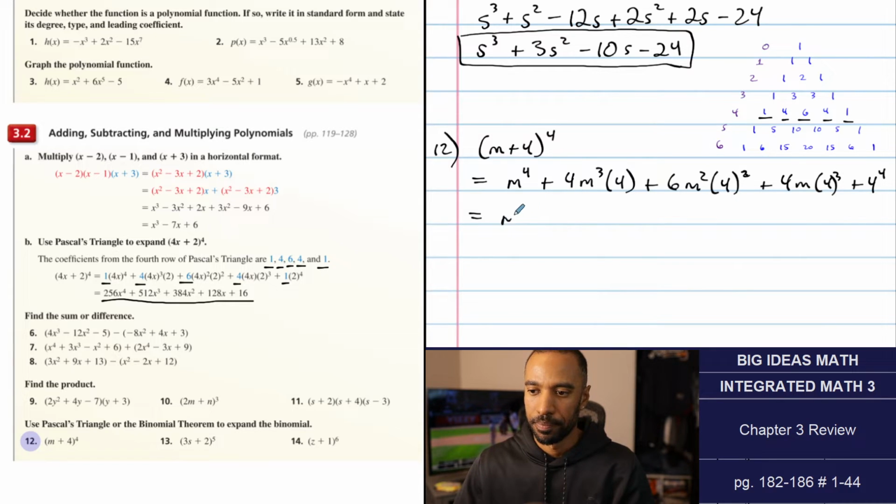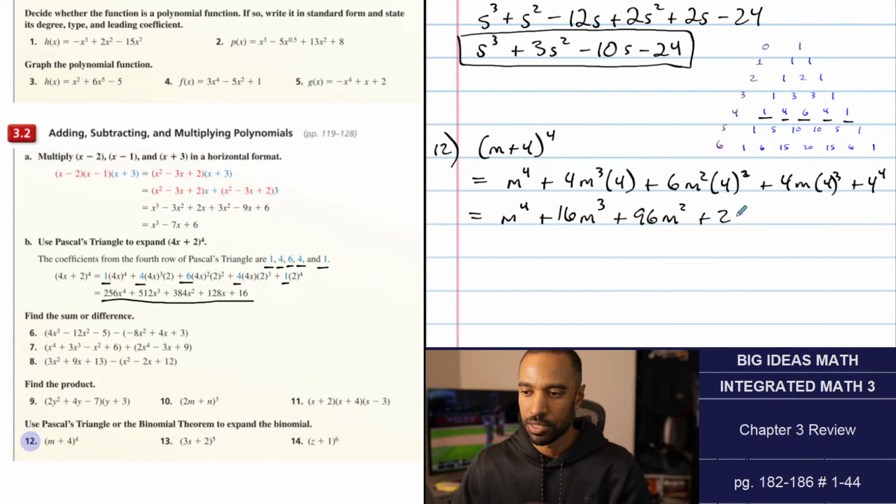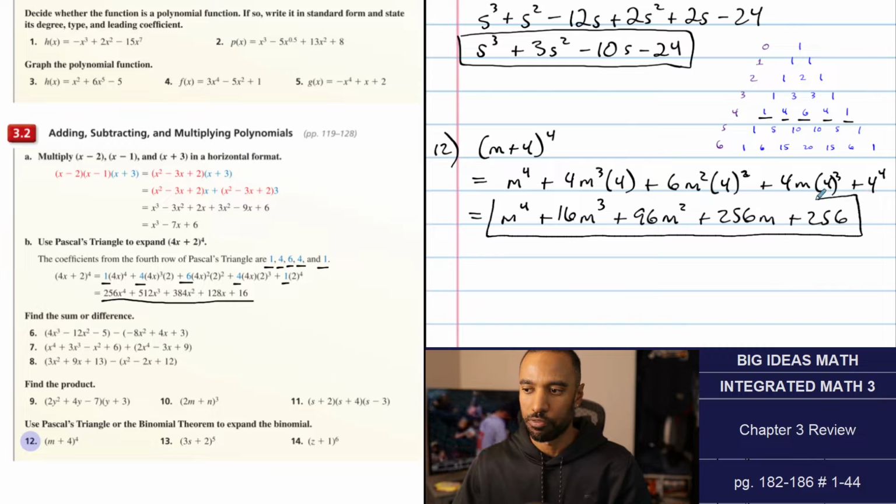Now we clean it up. 4 times 4 is 16, so we get 16m cubed. 4 squared is 16 times 6 is 96. 4 cubed is 64 times 4 is 256. And 4 to the 4th is also 256. So here's the binomial expansion of this one raised to the 4th power.